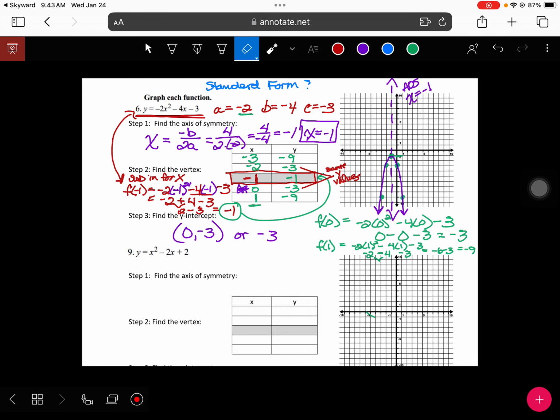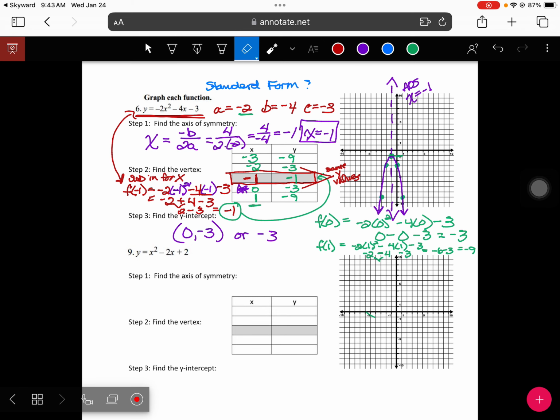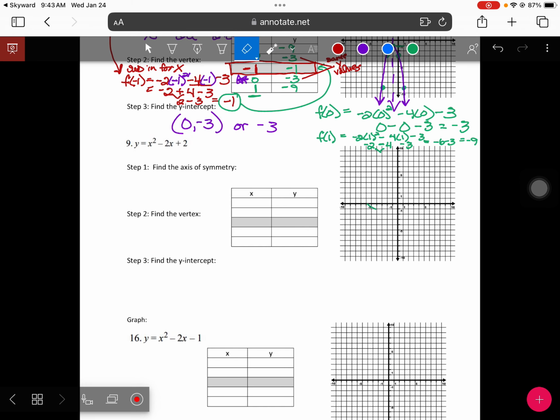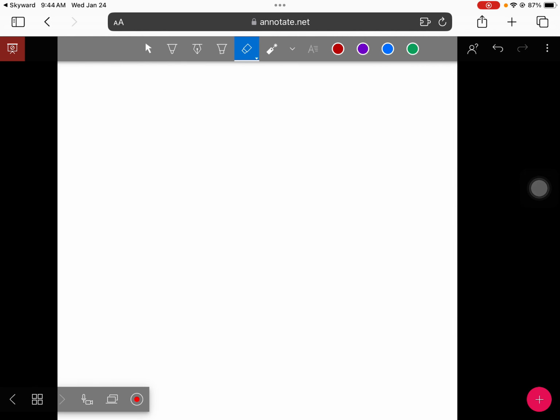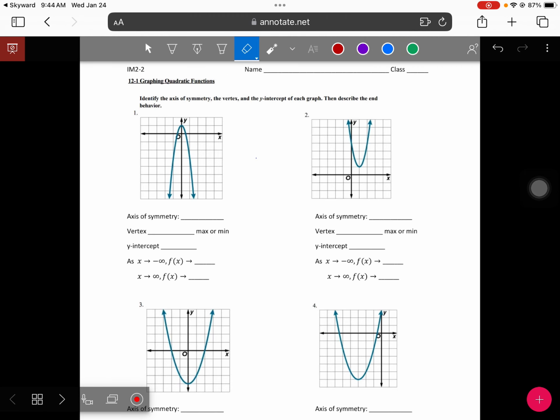All right. Hopefully, between this and the bell work, you should be able to do the next two problems. And don't forget to do the front if you haven't done all of the front.